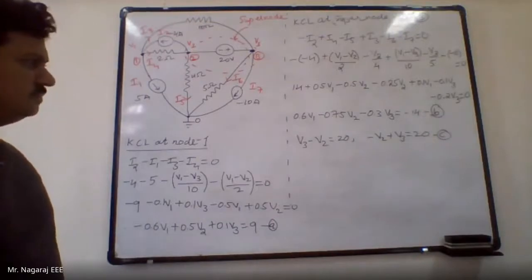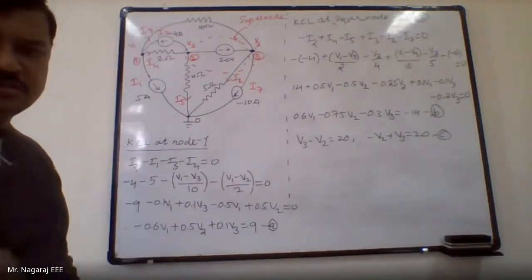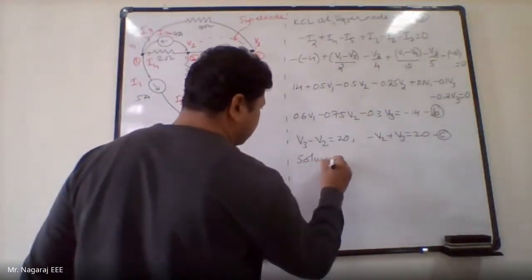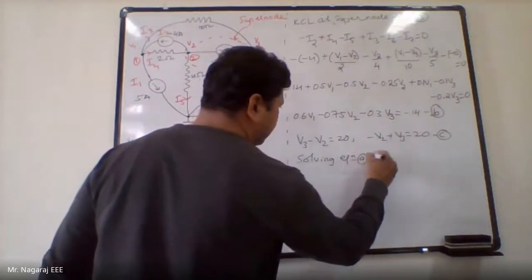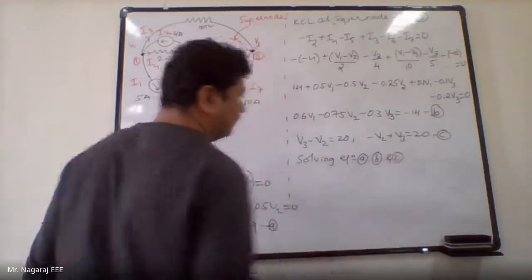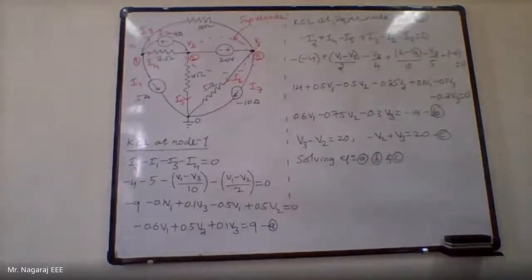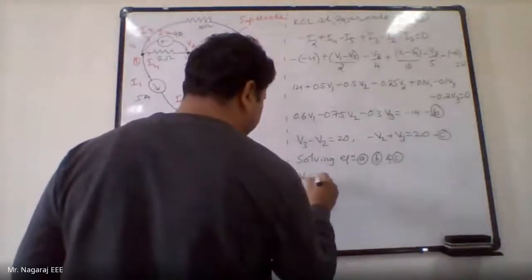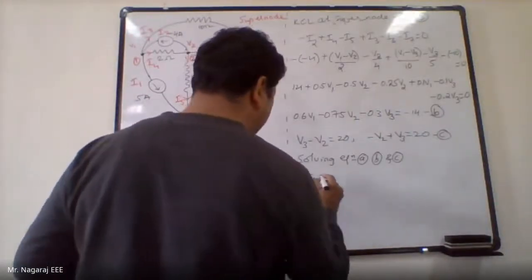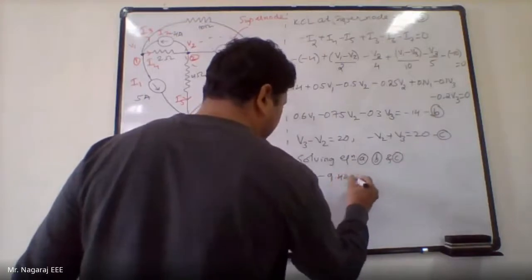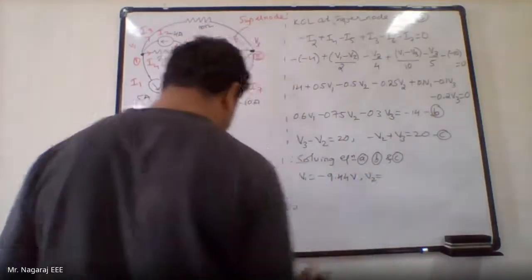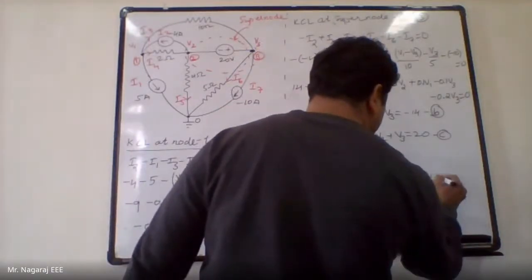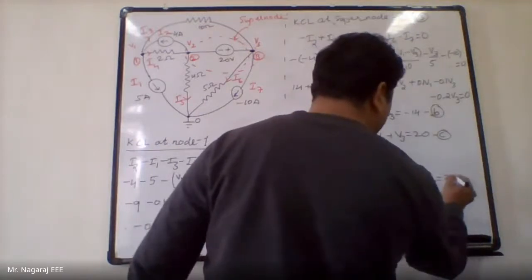So now we solve these three equations, A, B and C. I will not solve them, I will directly give the answer, you can do that. So with this we will get V1 equal to minus 9.44 volts, V2 equal to 2.22 volts, and V3 equal to 22.22 volts.